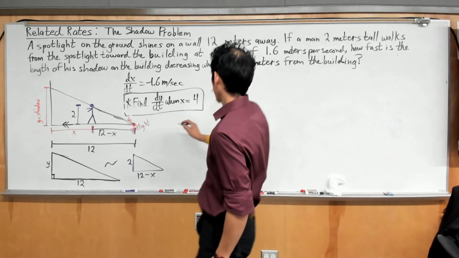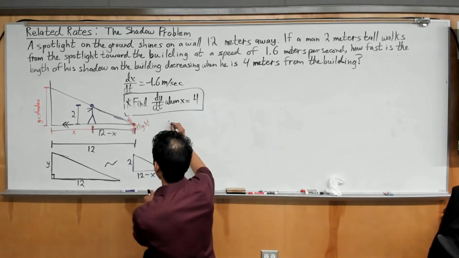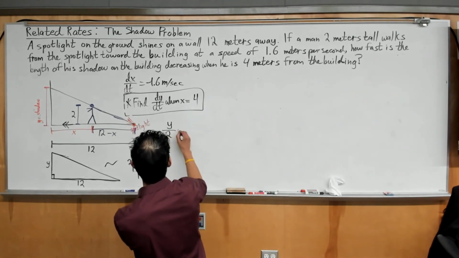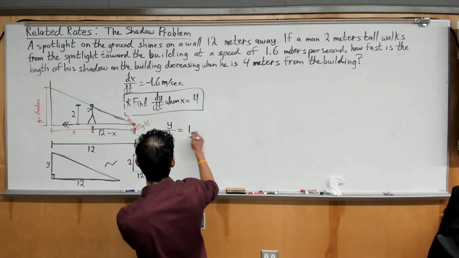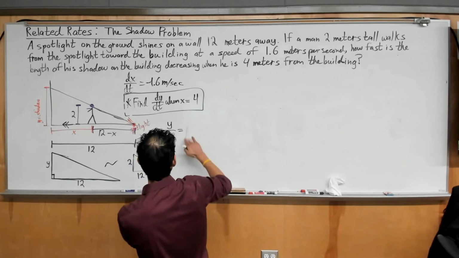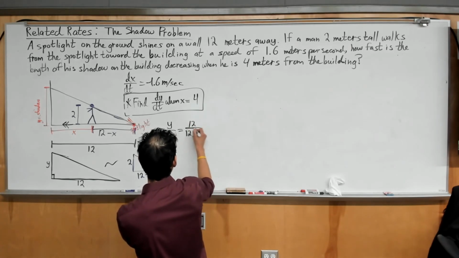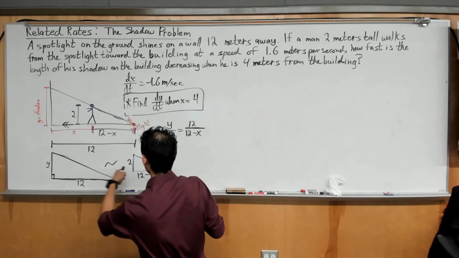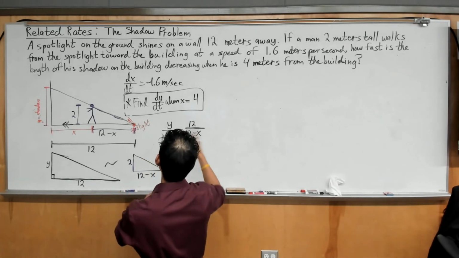Let's do y over 2 equals 12 over 12 minus x. You can also do y over 12 equals 2 over 12 minus x. It doesn't matter. It all works out the same.